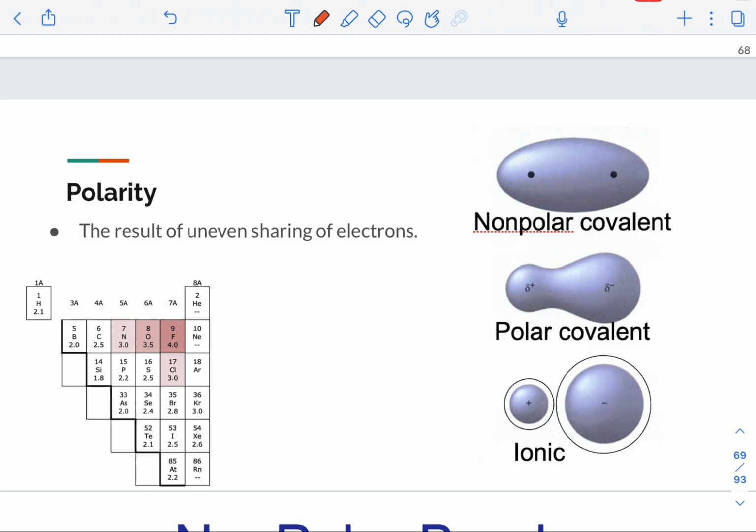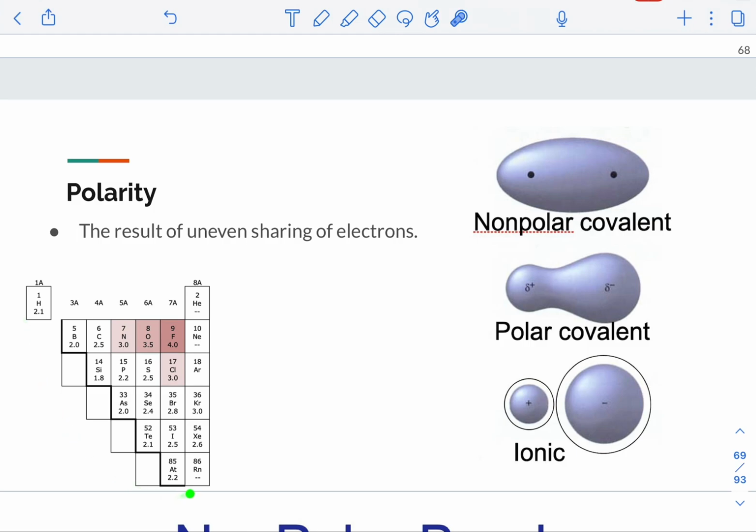So you can see, here's a nice graphic that shows you the difference. Ionic, they're totally separate. They are not shared. The negative ion takes the electrons, the positive ion gives the electrons. Polar covalent, slightly negative because one atom is going to pull electrons towards itself more. That's the more electronegative. And then the other side is going to be slightly positive. If they have the same electronegativity, they are nonpolar. They share electrons equally. So you don't have that slight negative and slight positive.